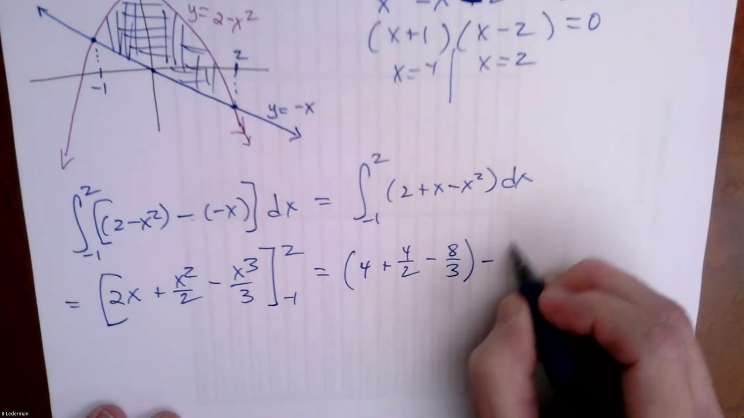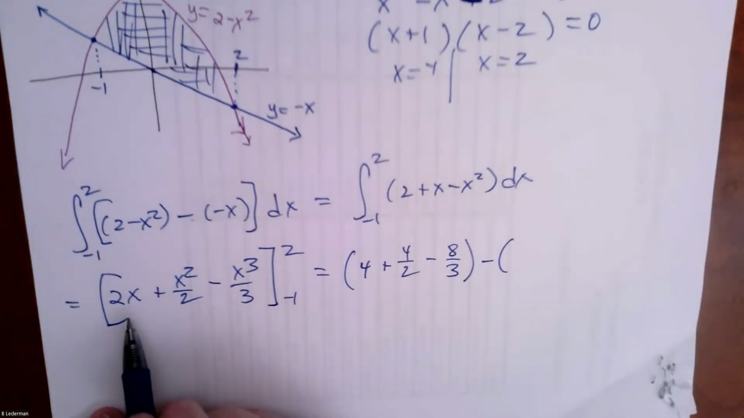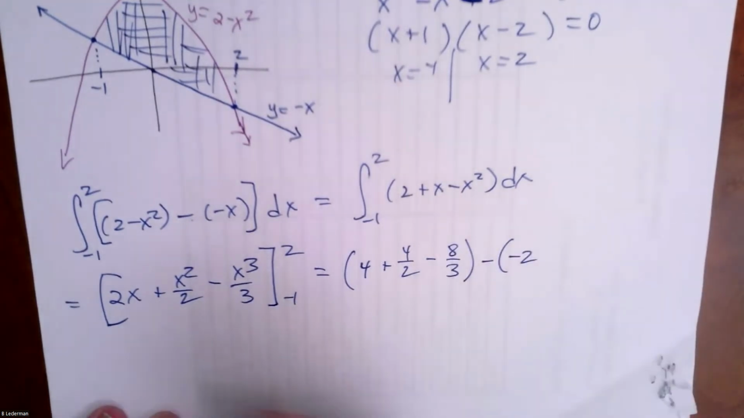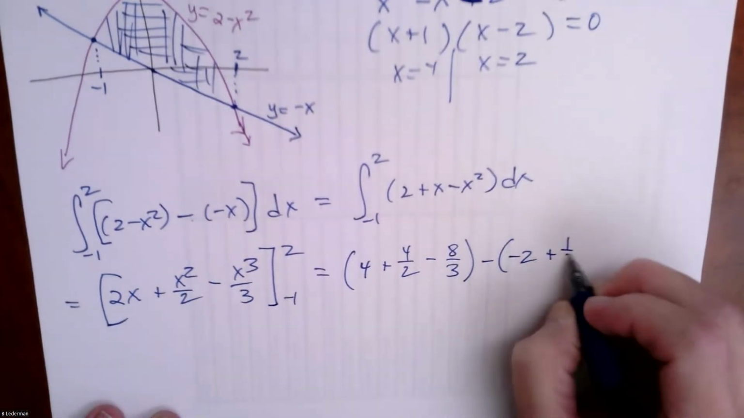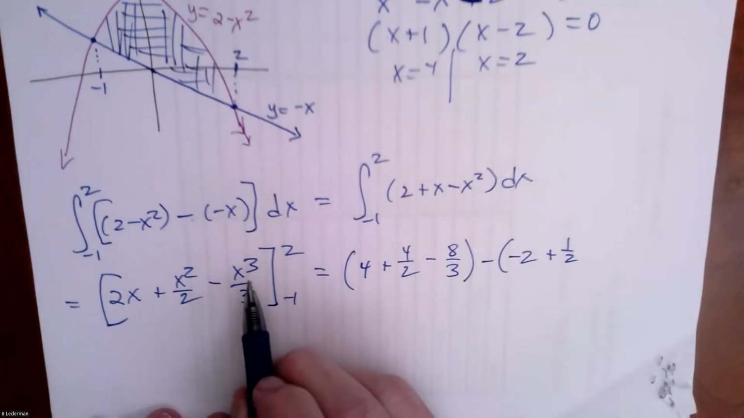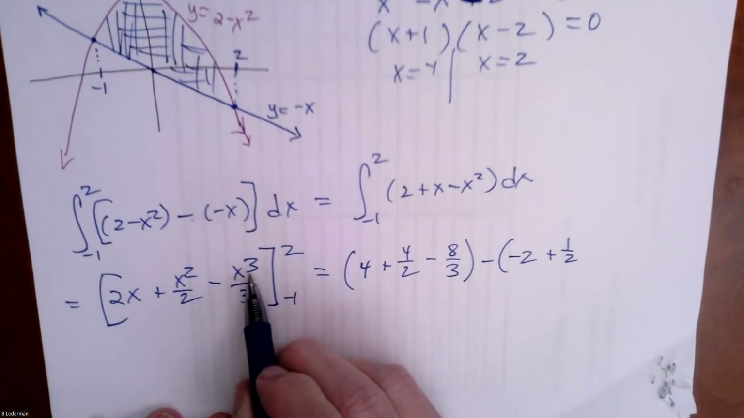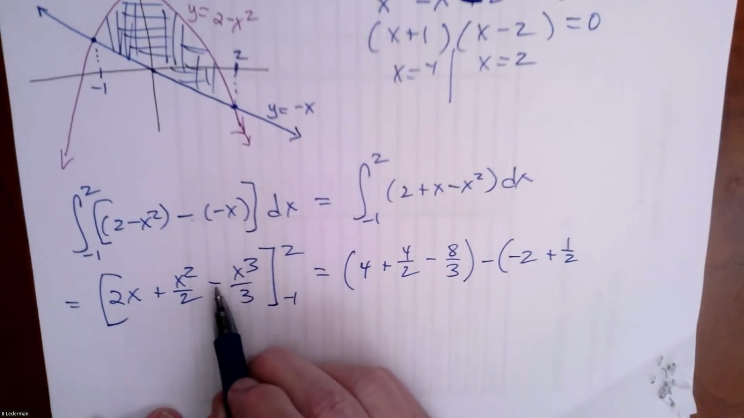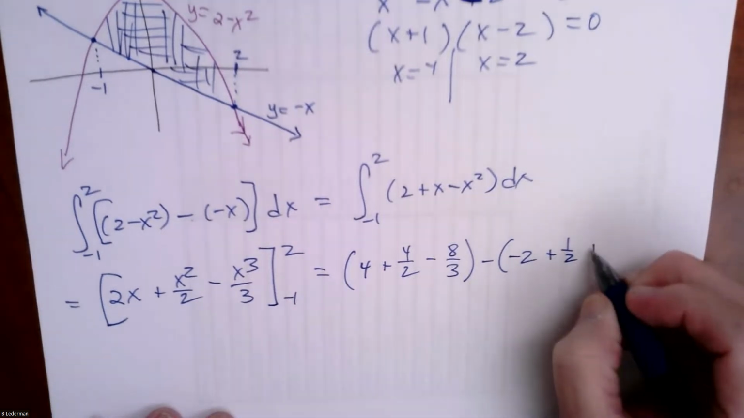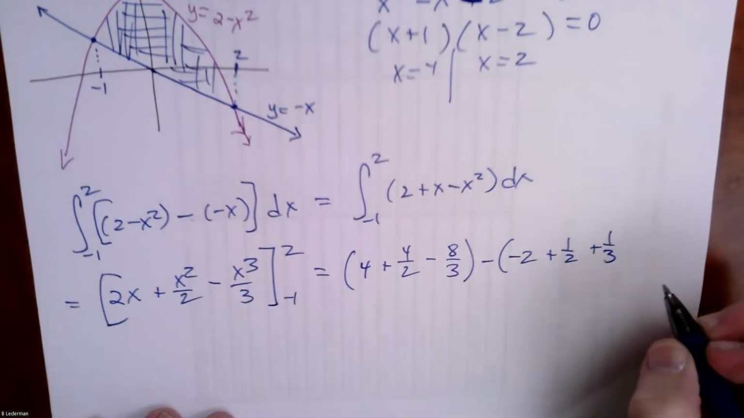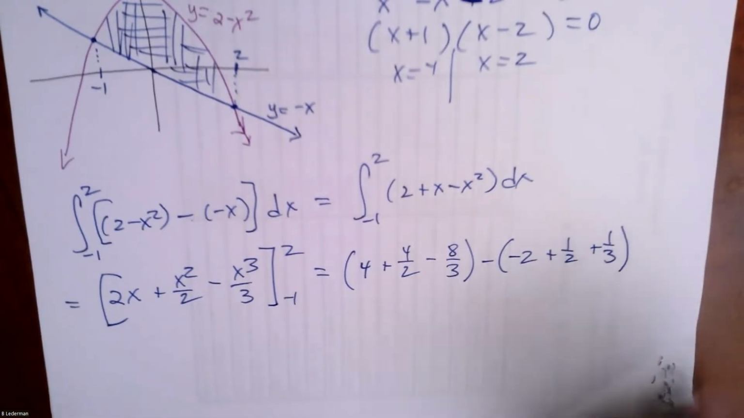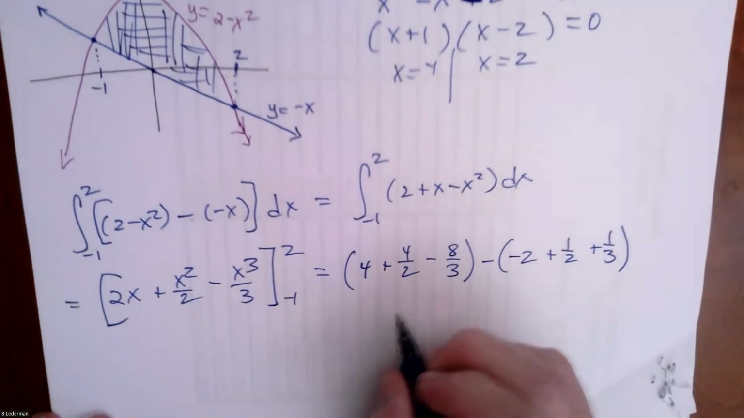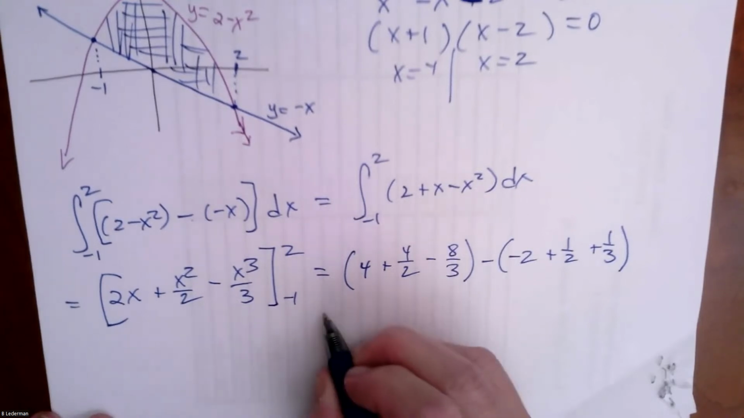And I'm subtracting 2 times -1, which is -2, -1 squared over 2, which is positive 1/2, and -1 cubed, which is -1 over 3, but it's -1/3 minus -1/3, so it's plus 1/3. And well, a lot of negatives there. And there we go. And that is equal to, let's just crunch this out.